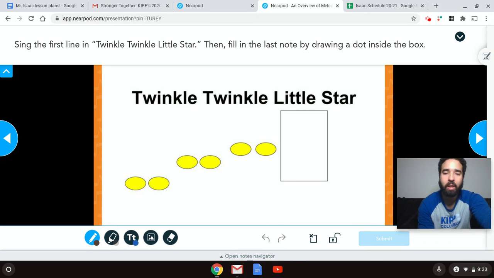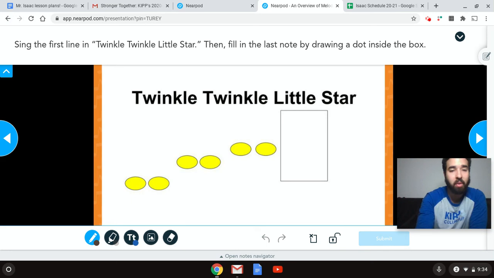1, 2, ready, go. Twinkle, twinkle, little star. Do we go up or down? Listen again. Just listen this time. Don't sing. Listen if we go up or down. Ready? Here we go. Twinkle, twinkle, little star.